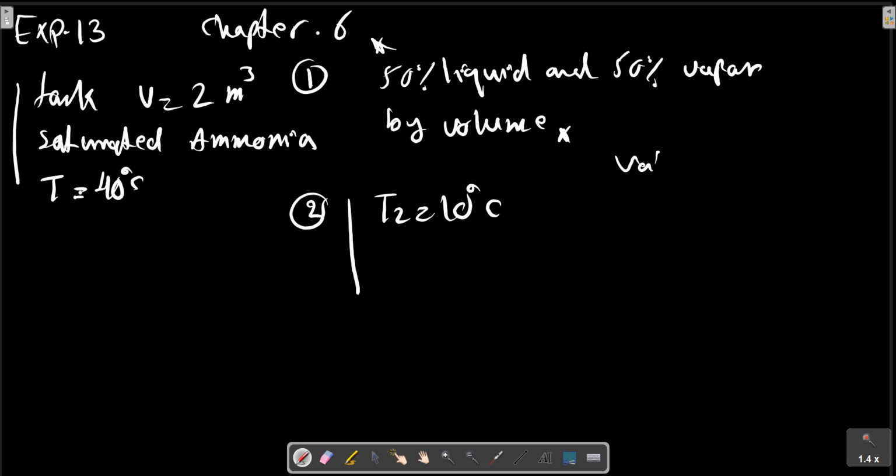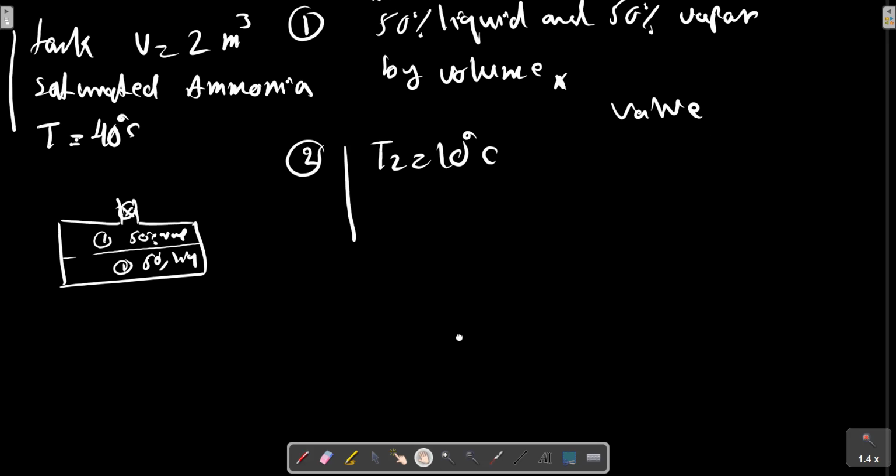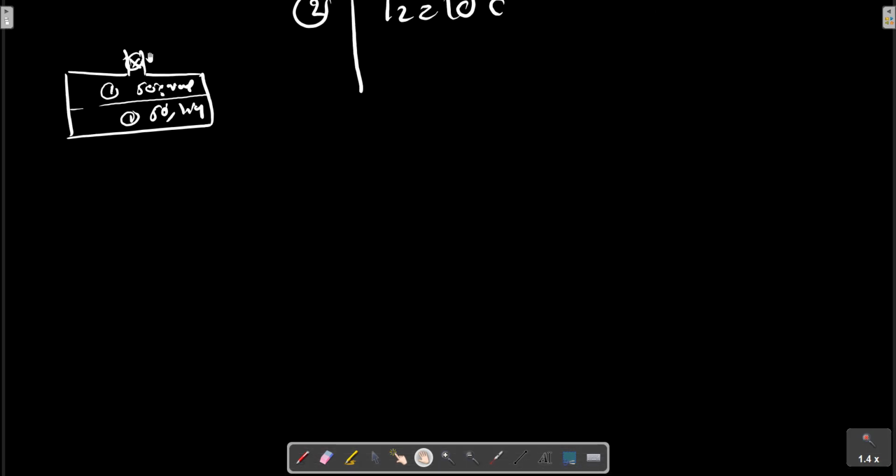From a valve, the tank should have this. At position 1, 50% vapor, 50% liquid. Anyway, we have to write the first law in transient form and the continuity equation.